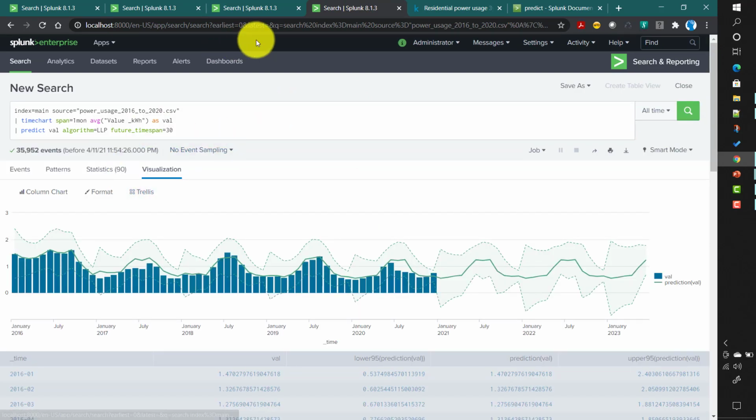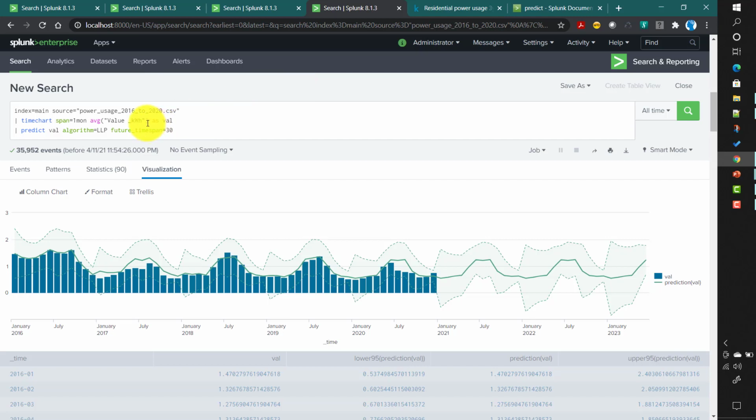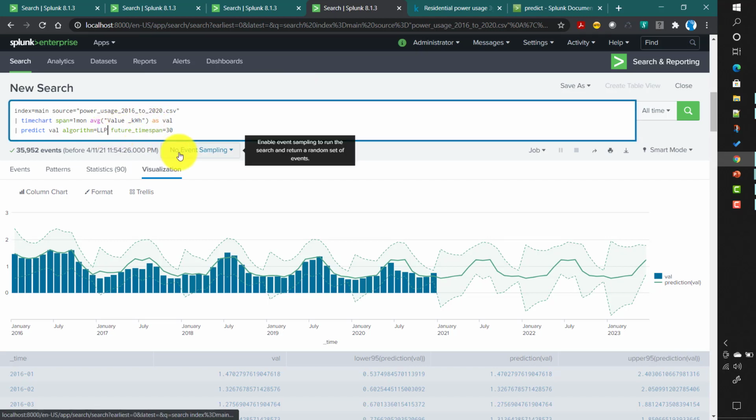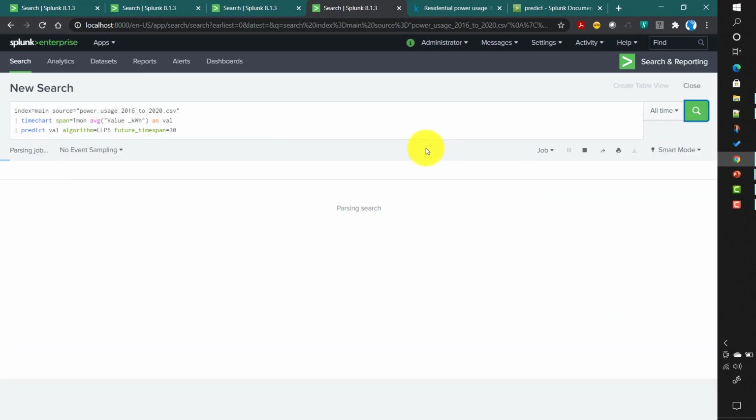Now if I go back to the documentation again, LLP5 basically combines the LLT and LLP algorithms together, and it calculates the weighted average of the trend and the seasonality. Even for the confidence interval, it calculates the weighted average. So if I go back over here, instead of LLP, use LLP5 and run this algorithm.